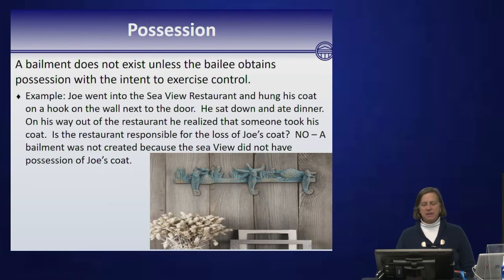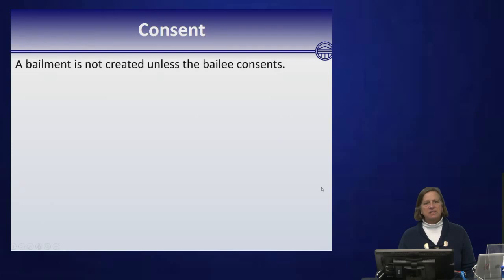For example, Joe went to the Seaview restaurant, and he hung his coat on a hook on the wall. And it was next to the door of the restaurant. He sat down and he ate dinner, and then on his way out of the restaurant, he realized that someone had taken his coat from the rack. Is the restaurant liable for the loss of Joe's coat? And the answer is, of course not, right? So a bailment was never created because the Seaview did not have possession of Joe's coat. This would be different if there were a cloakroom and an attendant, right? But that's not what happened here. Possession, consent, and knowledge.